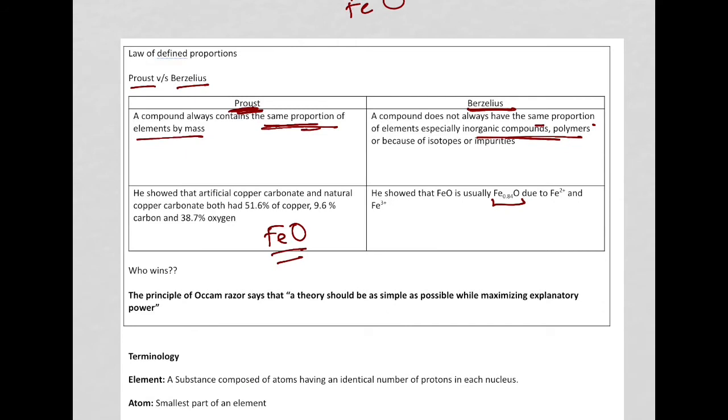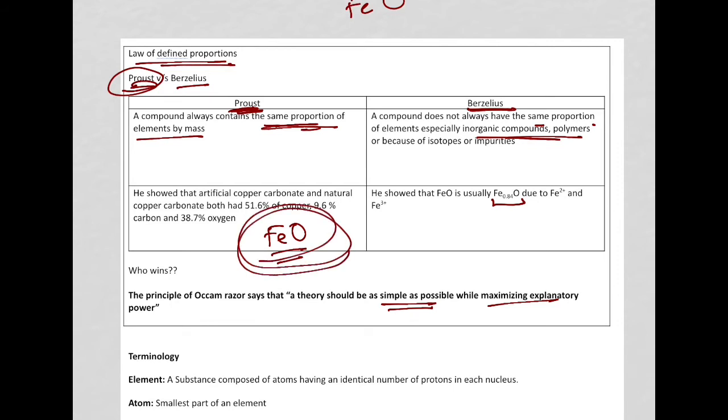Now, according to the Occam's razor principle, a theory should be as simple as possible while maximizing explanatory power. So you'll find that in chemistry, we have lots of exceptions, and this is because of the Occam's razor principle. We'll try to make things as simple as possible so that we can understand it better. And of course, this leaves room for exceptions. So in this case, Berzelius is right, yes, but we are going to use Proust's version for the law of defined proportions because this is going to help us understand things in a simpler way. But of course, we find that certain compounds may not exist in fixed proportions, so such compounds can exist.